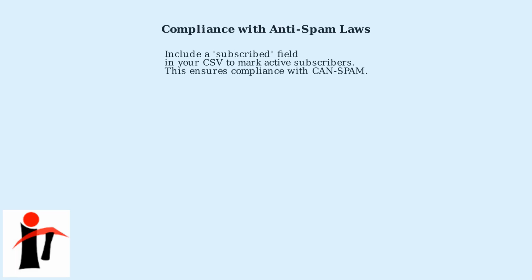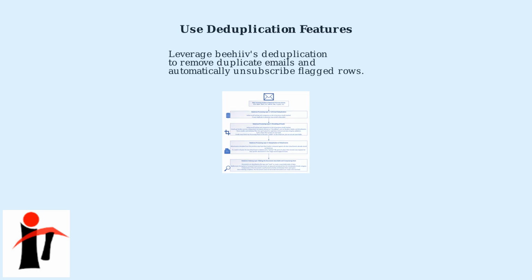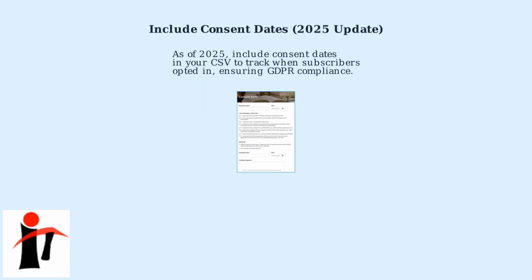To ensure successful imports into beehiiv, follow these best practices and compliance guidelines. First, always comply with anti-spam laws like CAN-SPAM by including a subscribed field in your CSV. This field marks which subscribers are active and helps prevent sending emails to unsubscribed users. Next, use beehiiv's deduplication feature during import. This automatically removes duplicate email addresses based on hashes and unsubscribes any rows that are flagged, keeping your list clean and compliant. As of 2025 updates, be sure to include consent dates in your CSV. This tracks when each subscriber gave permission to receive emails, which is crucial for GDPR and other privacy regulations.